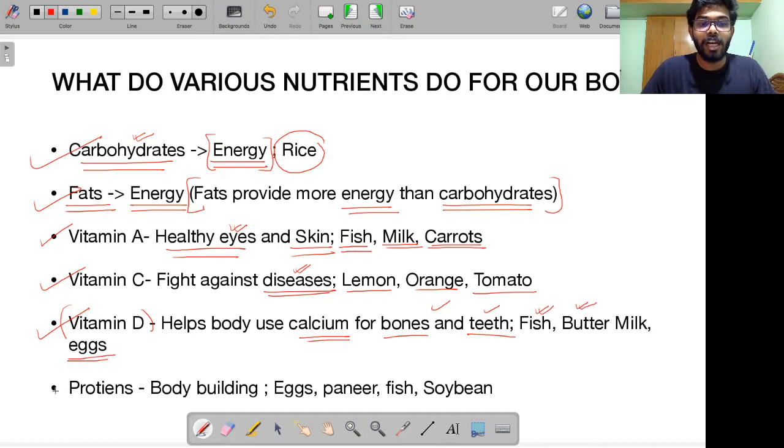Okay. And finally, we will talk about proteins. Proteins are very essential for bodybuilding. Okay, they are essential for your growth, for building of your body. What are the good sources of proteins? We have eggs, we have paneer, we have fish, we have soya bean, etc.